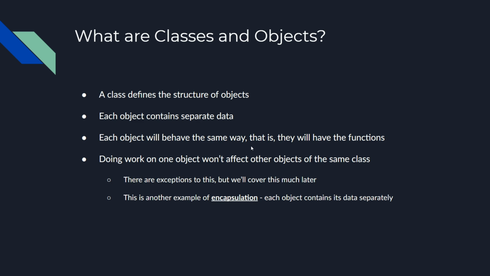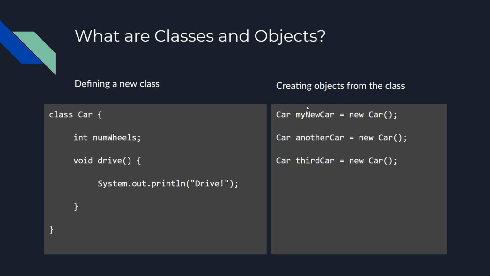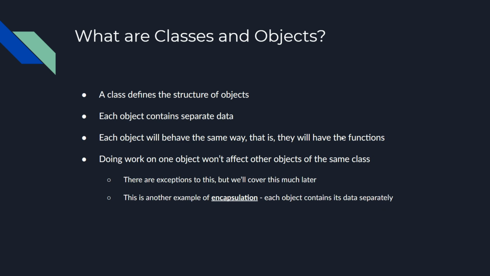Now, doing work on one object won't affect another object. So if I change something in my new car, it's not going to affect another car. There are some exceptions to this, but we're going to cover that way later, so don't worry about that for now. For now, consider that true. And again, this is encapsulation. Doing things to one object won't affect another object. Questions on that so far?